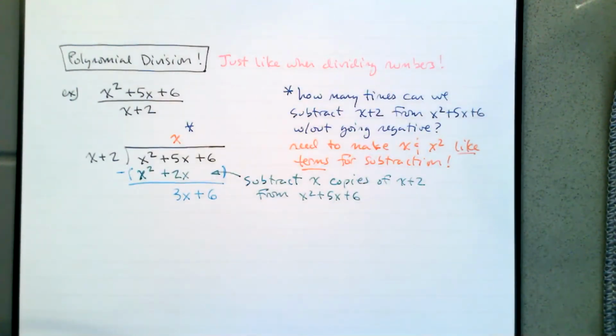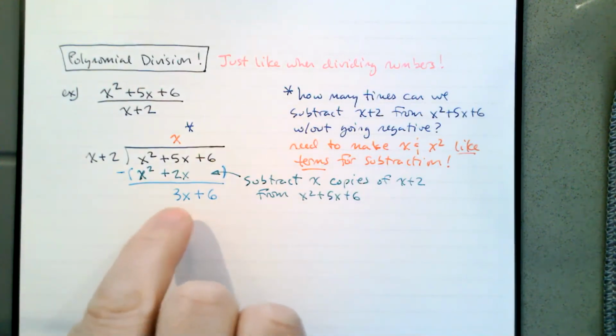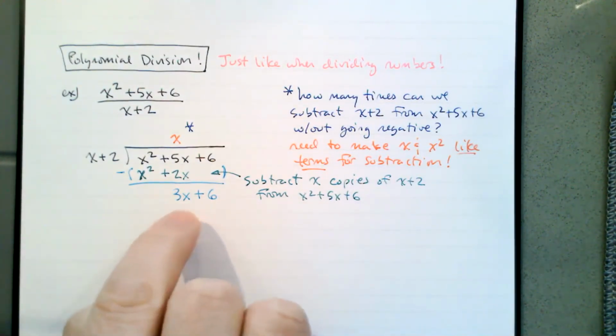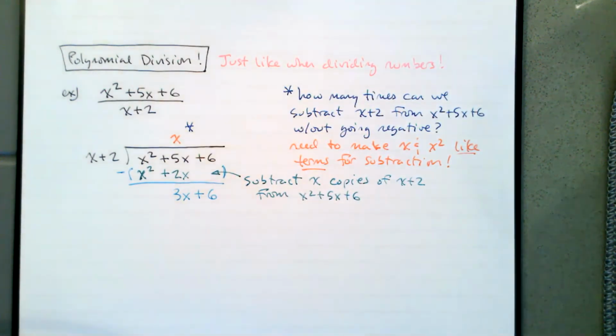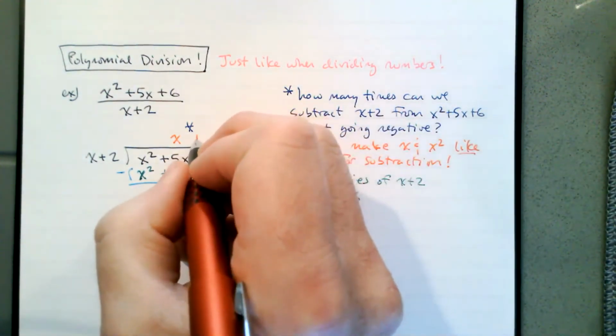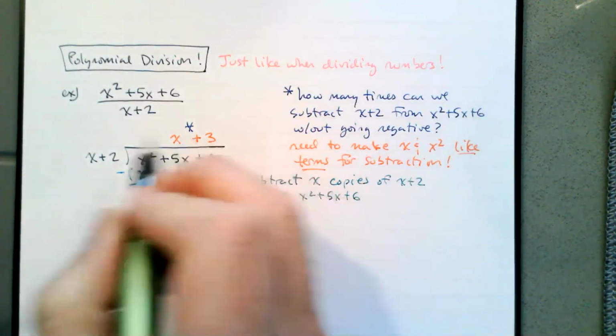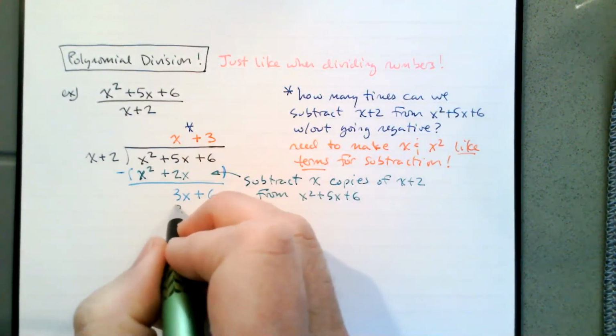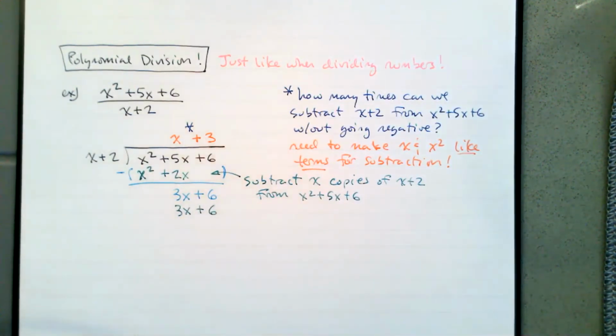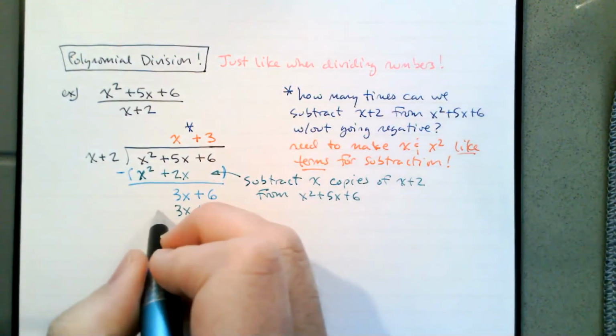Now I ask the same question. How many times can we subtract x plus 2 from 3x plus 6 without going negative? So x and 3x, I can subtract an x from a 3x 3 times. I don't need to make like terms with the variable. X and 3x are already like terms. And then I multiply 3 times the x plus 2 is 3x plus 6. So I'm going to subtract 3 copies of x plus 2 from 3x plus 6. And then we'll have no remainder.